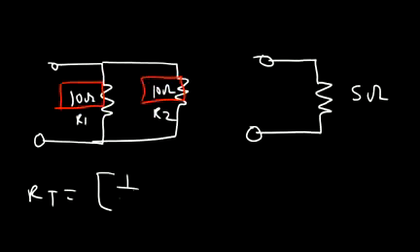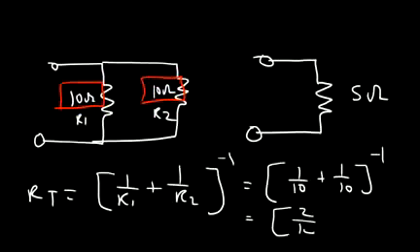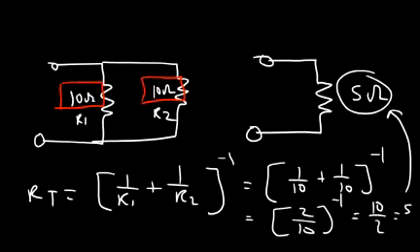So R total equals 1 over R1 plus 1 over R2, then invert the answer. In this case, it becomes 1 over 10 plus 1 over 10, and the answer becomes 2 over 10. You invert the answer, it becomes 10 over 2, where the value is simply 5. This is only applicable if the resistance values are the same and in parallel.